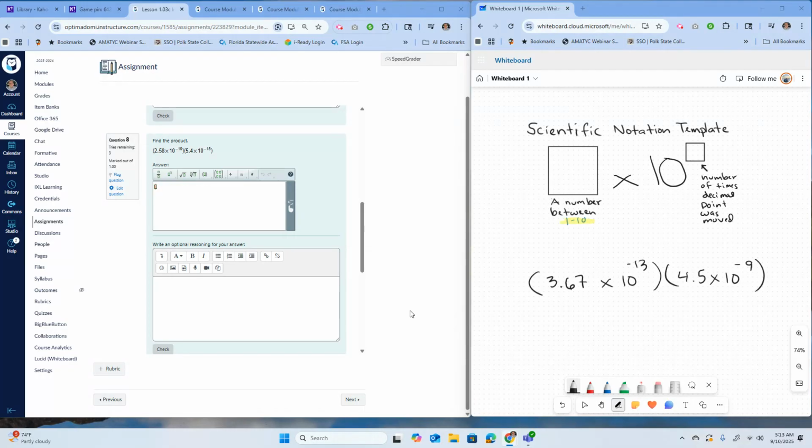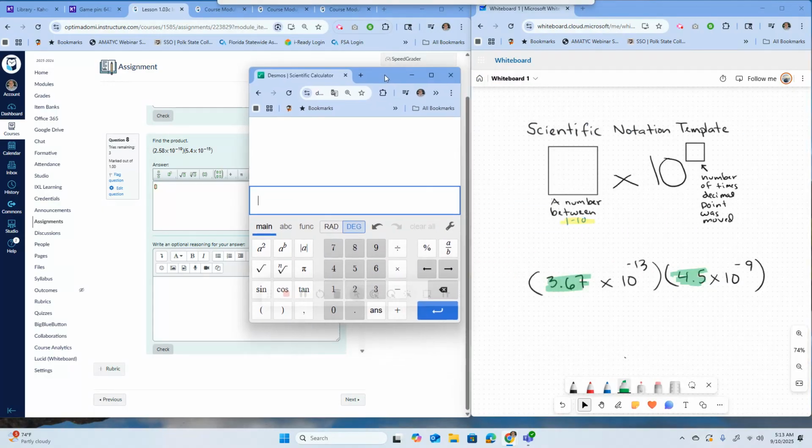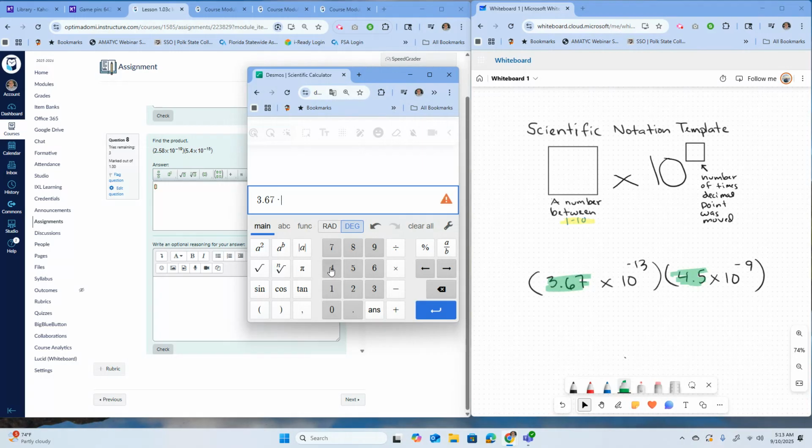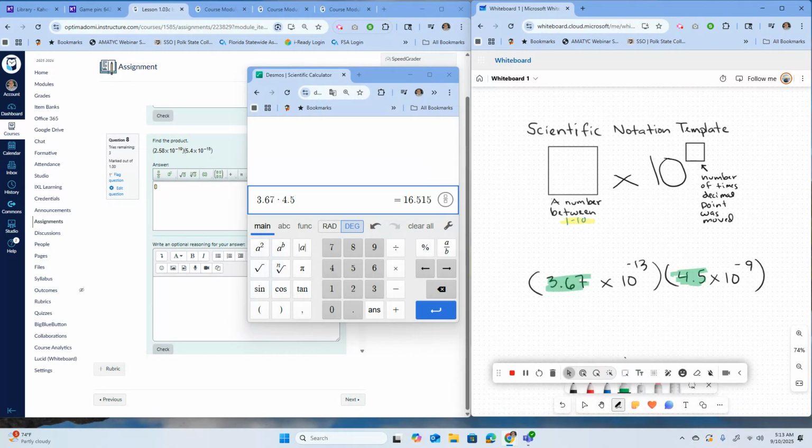In problem number 8, we have a multiplication of 2 numbers in scientific notation. I changed the numbers. I'm doing something similar, so you can try this on your own, but the process is the same. How you multiply numbers in scientific notation: you multiply the coefficients with the coefficients. So here we go again, we need the calculator. Let me get my calculator. I'm going to multiply 3.67 times 4.5, and I got 16.515.